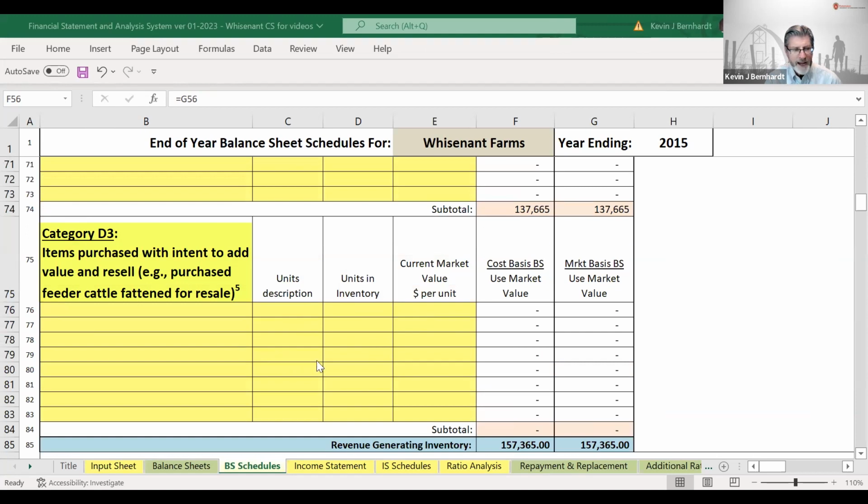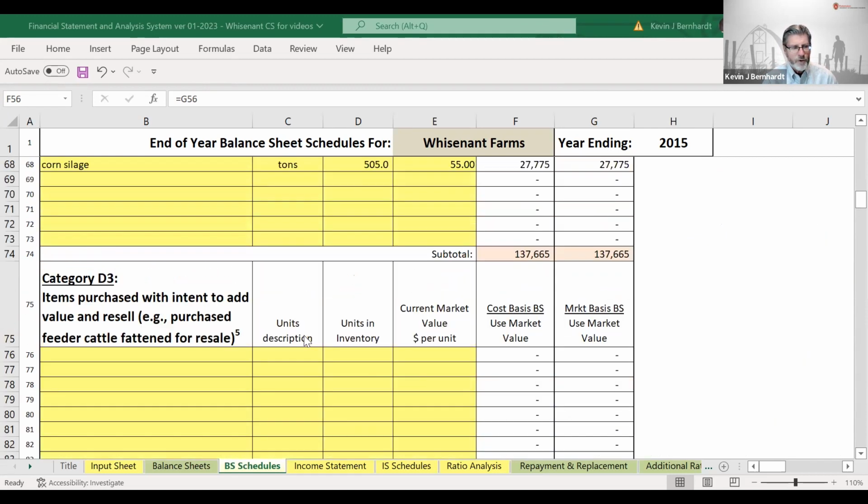Category D3, we don't have anything there right now, but that is a category where we have items that we purchase, and then later on we're going to sell them. So for an example, perhaps we purchased a 600-pound or a 500-pound feeder. We didn't grow it. We purchased it, and we're going to add value to it. We're going to put it in the feedlot, add some value to it. Well, if it's been here for a couple months, then its value is certainly a lot different than what its cost was. So we do want to use market value in that case.